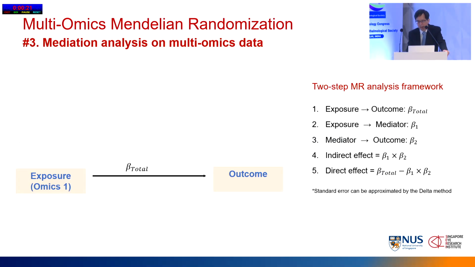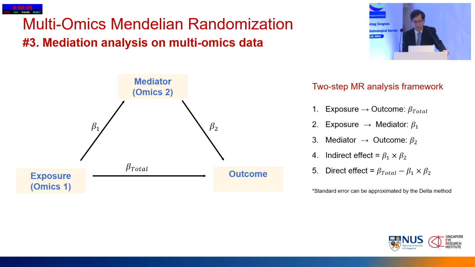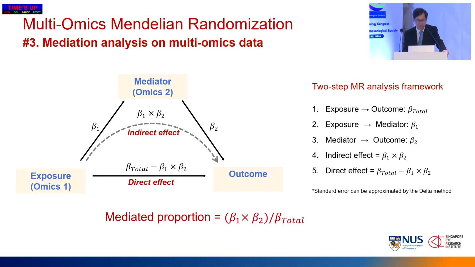And the third application of multi-omic MR analysis is mediation analysis, particularly when leveraging multi-omic datasets to tease out the direct and indirect effects. This is quite straightforward because using this MR analysis design, we can just estimate the indirect effect and direct effect, and the mediated proportion is just the indirect effect divided by the total effect.